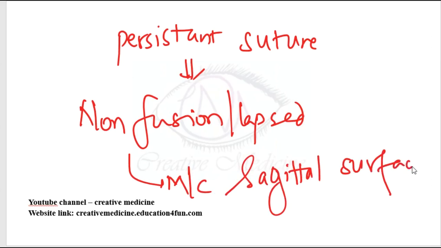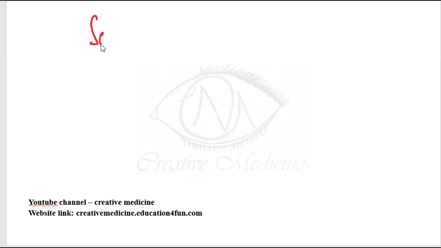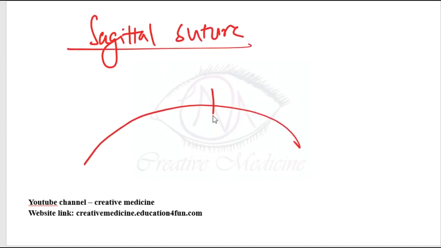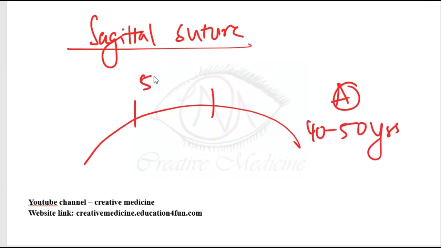The sagittal suture fuses in three separate installments, that is, three separate parts: anterior, middle, and posterior. The anterior part fuses at 40 to 50 years of age, the middle part fuses at 50 to 60 years of age, and the posterior part fuses at 30 to 40 years of age.